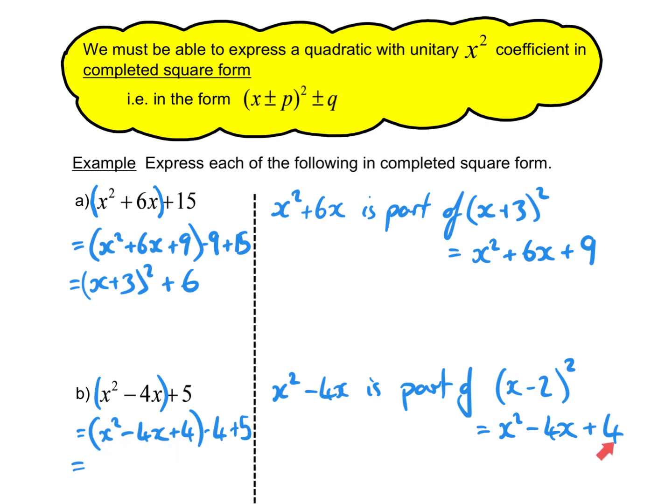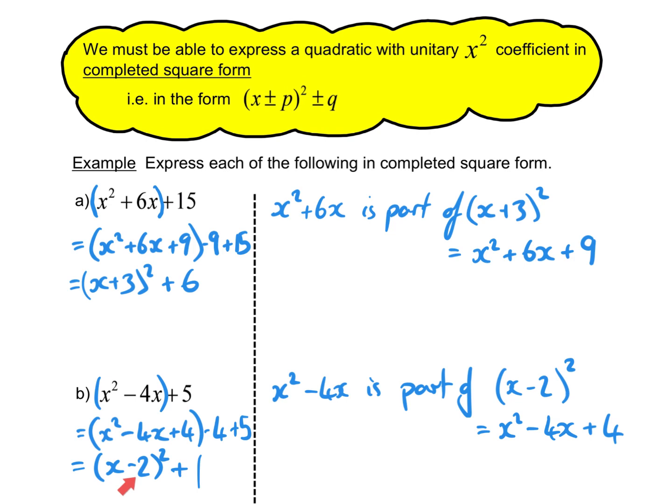It's this square here, which is equal to x minus 2 all squared. So we can rewrite the bracket in that form, x minus 2 all squared, and outside the bracket, negative 4 plus 5 is positive 1. And again, that's the form I'm looking for, x plus or minus a number all squared plus or minus a number.